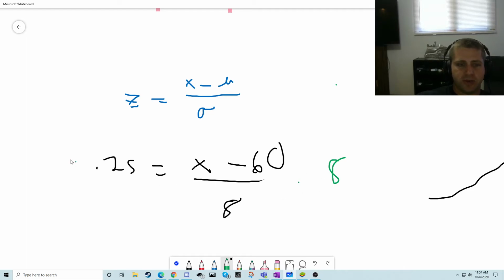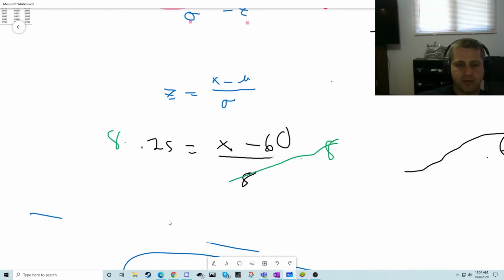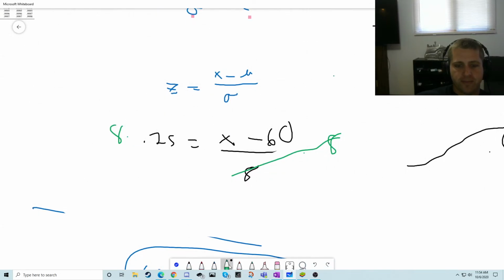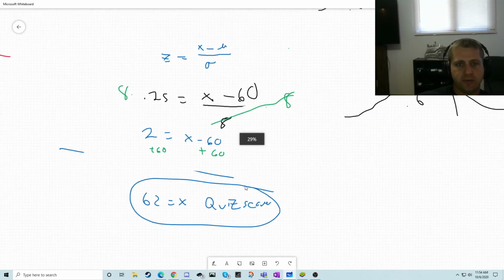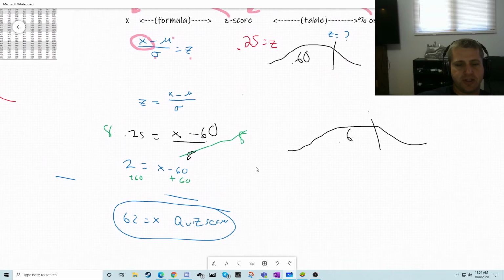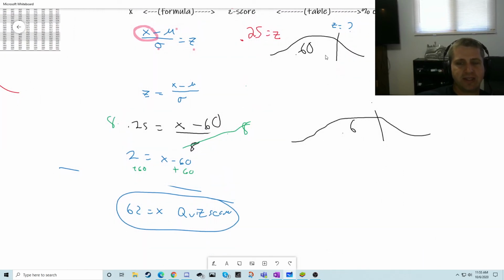So I'm going to multiply both sides by 8 to help wipe that 8 out because it was division. Then I end up with 8 times 0.25 is 2. So minus 60. Now I have to add 60 to both sides. And I end up with 62. 62 equals x. And that's the quiz score I need to be at the 60th percentile. That means if I have a 62, I'm beating 60% of the class.